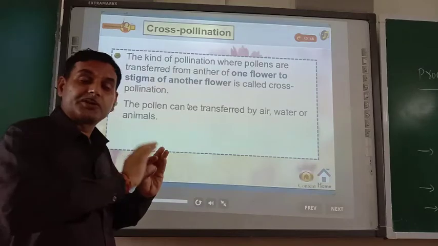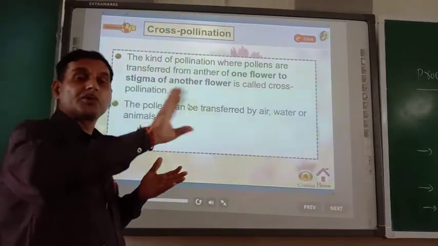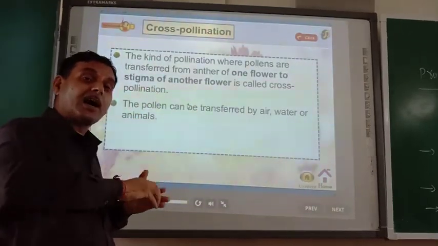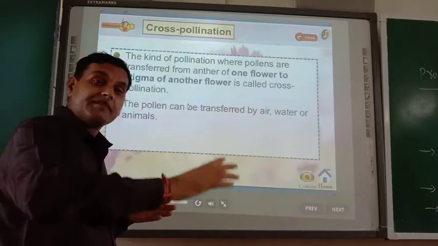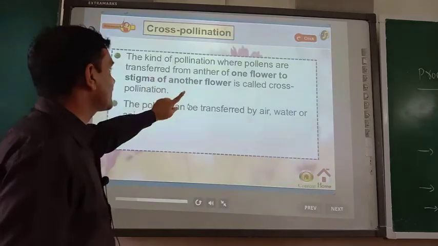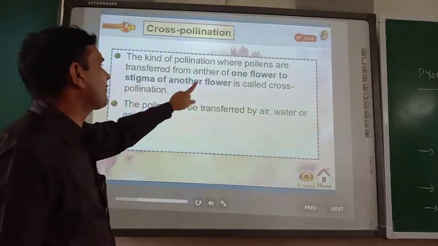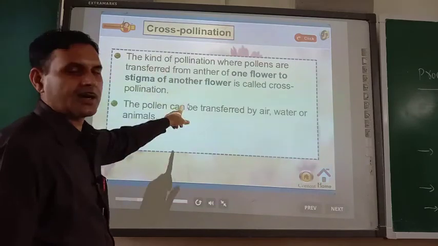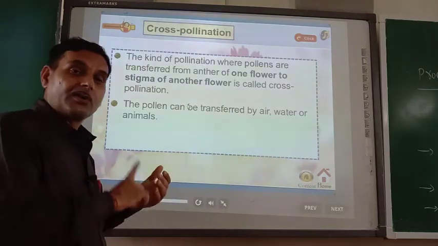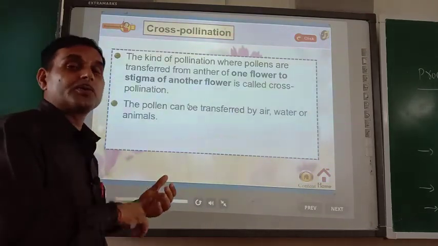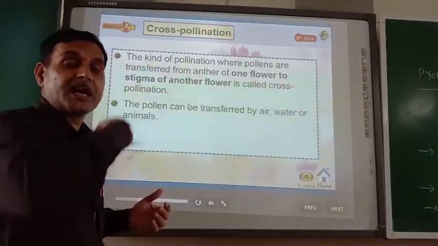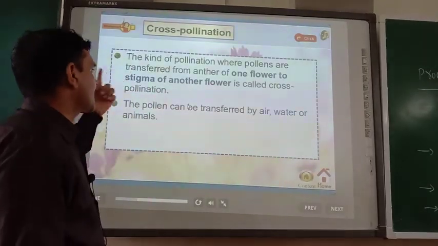Always remember, pollen should not go to the flower of another plant species. They should go to the flower of the same plant, but the species should be the same only. Remember, transfer of pollen from anther to stigma of another flower of the same species or same kind, that is known as cross-pollination.